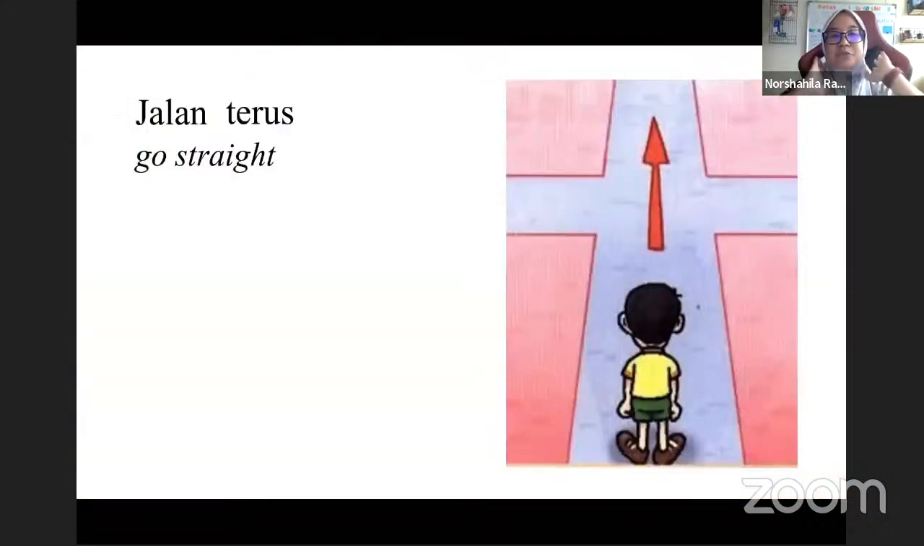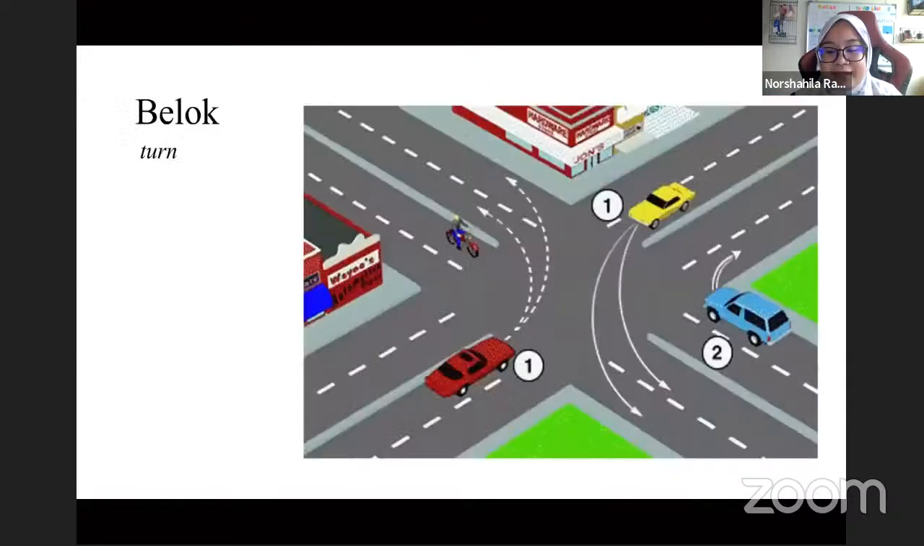Okay, so when you need to go straight, in Bahasa Melayu we call it jalan terus. Okay, jalan terus. Straight means terus. Go actually is jalan. That's why in Bahasa Melayu, go also we call it jalan, because it's like you make a move. So go straight means you go straight. Jalan terus.